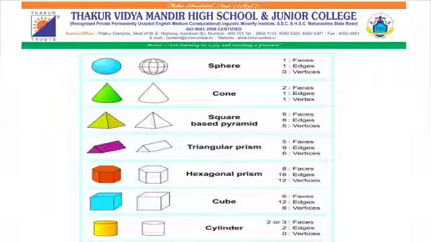A square-based pyramid has five faces, that is four on the sides and one in the bottom, eight edges and five vertices. Triangular prism has, let us count one, two, three, four, and five. Yes, five faces, nine edges, and six vertices. Hexagonal prism has 8 faces, 18 edges, and 12 vertices. Cube has 6 faces, 12 edges, and 8 vertices. A cylinder has 2 or 3 faces, 2 edges, and no vertex.